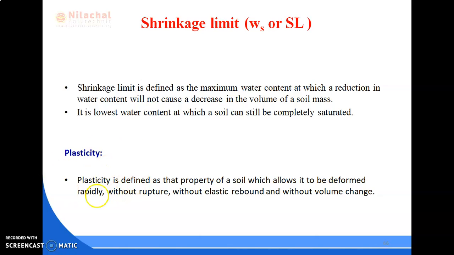Another definition, plasticity. What is plasticity? So plasticity is defined as that property of a soil which allows it to be deformed rapidly without rupture, without elastic rebound, and without volume change. So this is all about the plasticity.